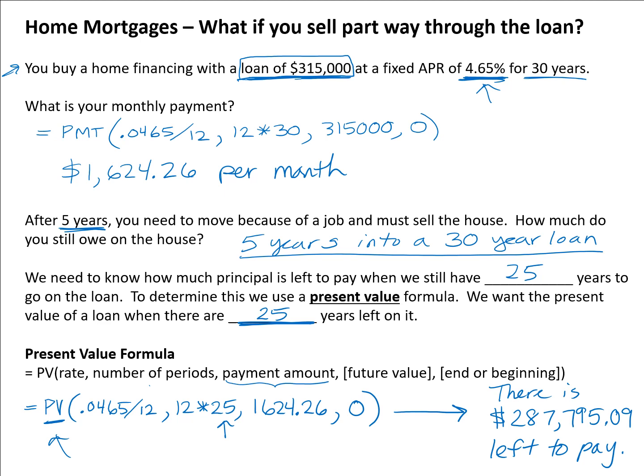So in this case, you sell the house, maybe you sell it for $500,000. You first pay the bank back that amount of the loan that's left before you can keep the rest of it as your profit from selling the house.